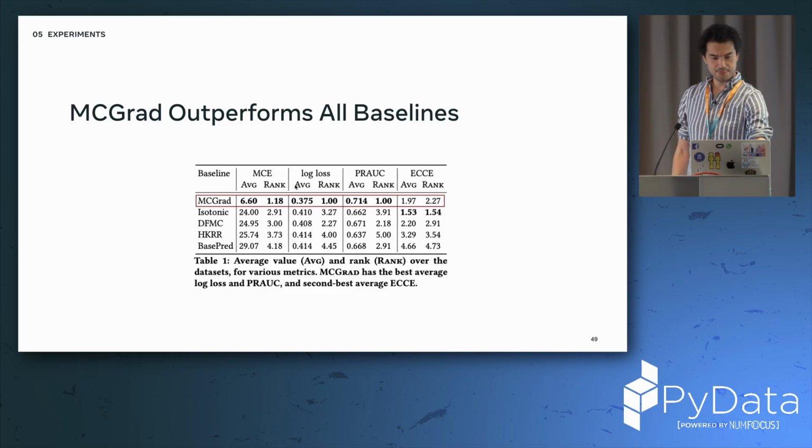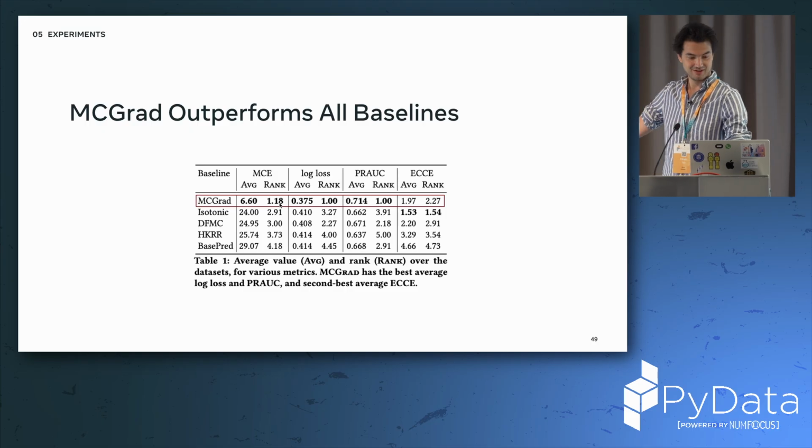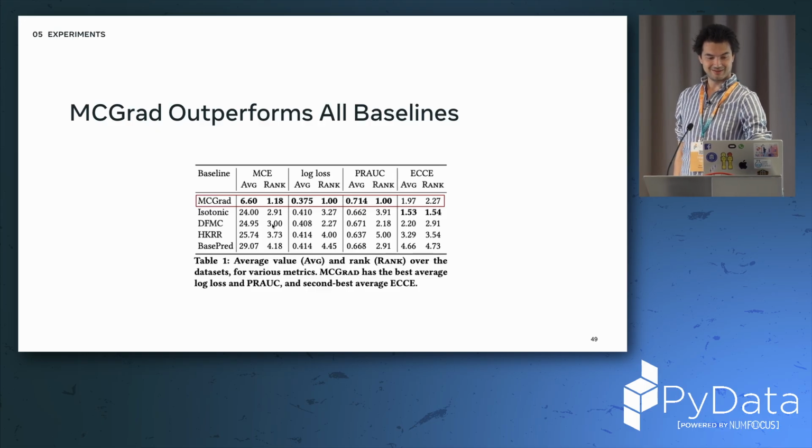Then you see we basically almost always have the best multi-calibration error, which makes sense because this method is intended to do that. But also DFMC and HKR, which are also multi-calibration methods, are not really achieving it, and funnily enough, even do less well than isotonic regression. We're always best in log loss and average area under the precision-recall curve.